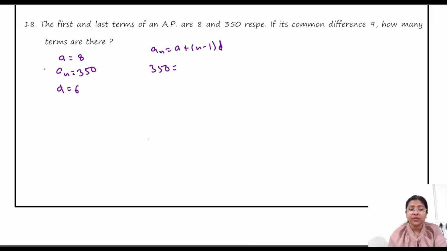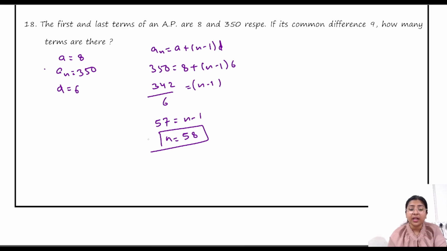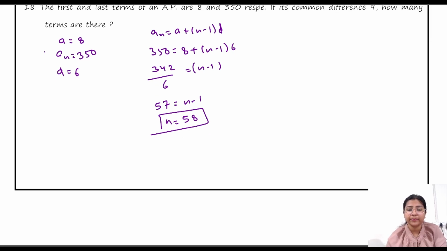So 350 is equals to 8 plus n minus 1 into d. D is 9. If you subtract this, it will be 342 over 9 is equals to n minus 1. How many times? 9 into 38 is 342. So 38 is equals to n minus 1. The value of n is 39. Means there are 39 terms in this AP having a common difference 9, whose first term is 8 and the last term is 350 respectively. Any doubt, learners? No. Okay, next question.